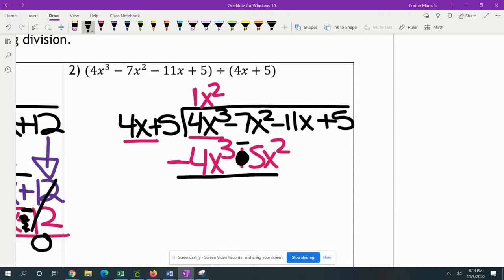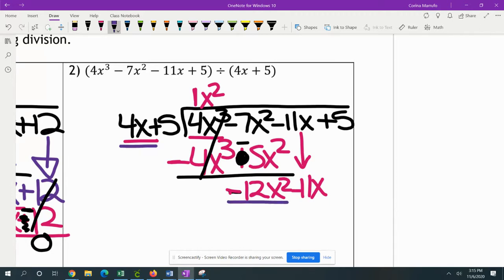Okay, so then 4x cubed minus 4x cubed cancels out. We take negative 7x squared and subtract 5x squared, and that gives us negative 12x squared. And then we drop down the next term, minus 11x. Okay, once you drop, you start all over. So we have a 4x, and we need a negative 12x squared. So 4 times negative 3 will give us negative 12. And then x times x will give us this x squared that we need.